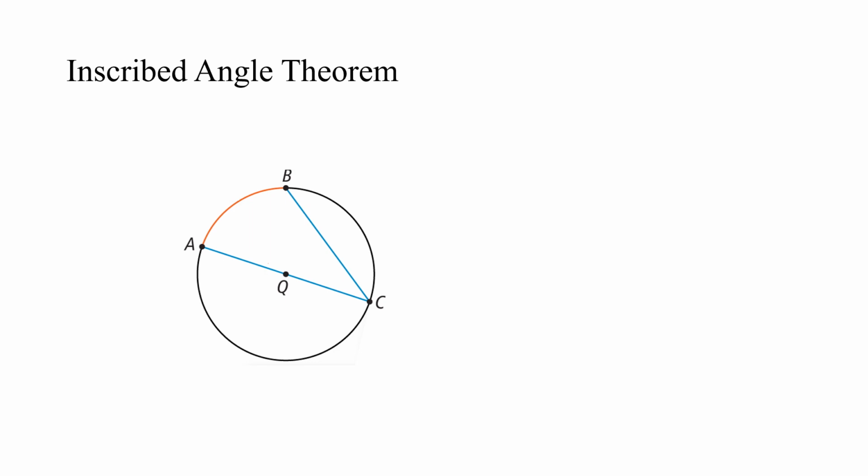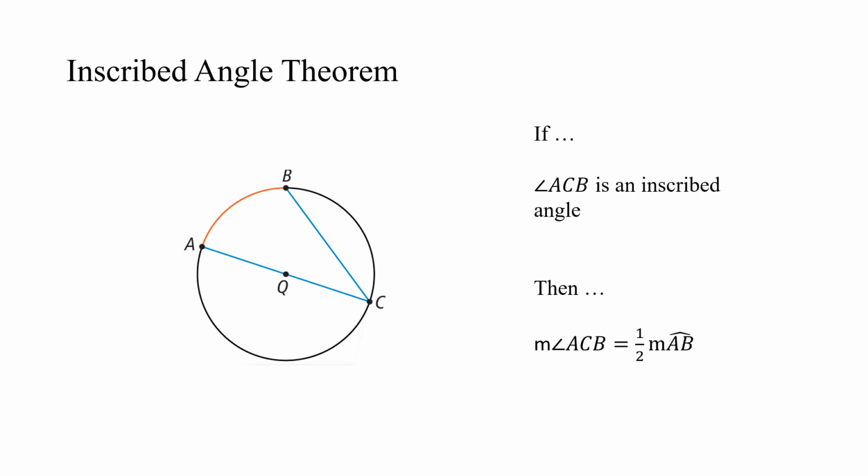So let's assume that we have the same circle that we saw before, and we have the same inscribed angle C as depicted in front of you. If angle ACB is an inscribed angle, then the measure of angle ACB can be calculated by taking the measure of the intercepted arc and dividing it by 2, or multiplying it by 1/2. And we can actually show the proof of this in a very simple algebraic way.